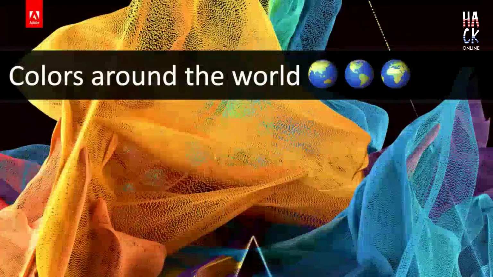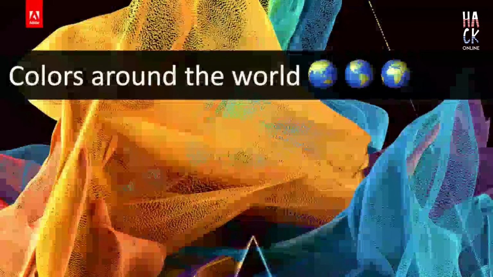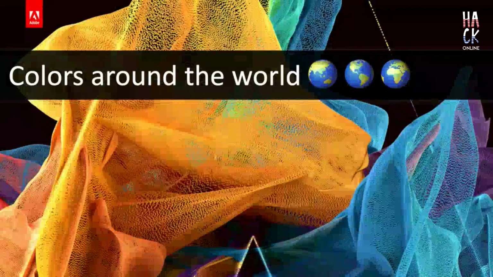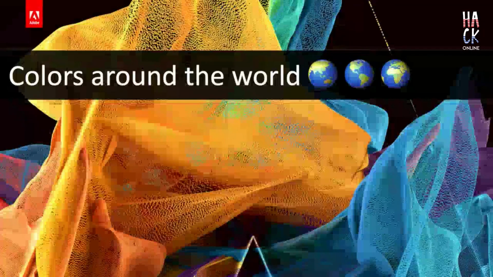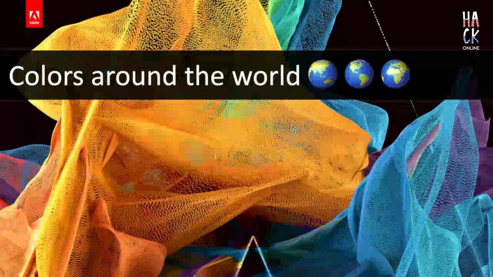across the world. Color is a major factor in creating effective data visualizations, but colors have different meanings and cultural significance across the world.